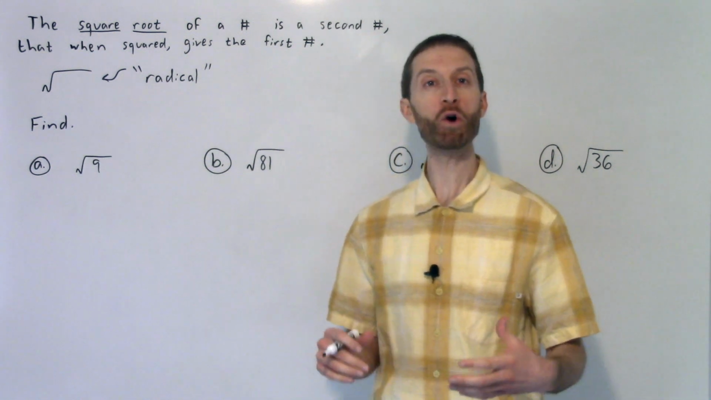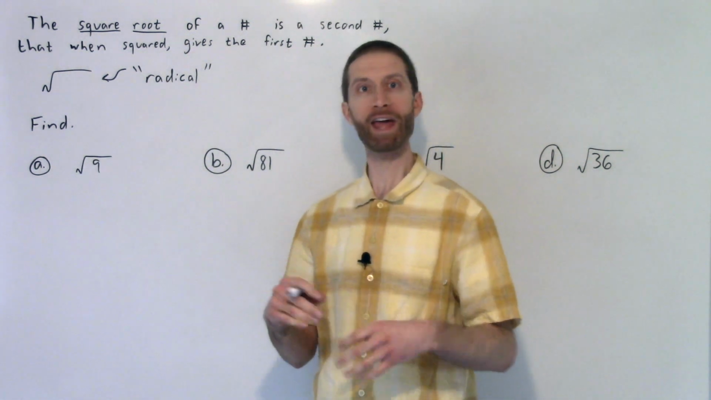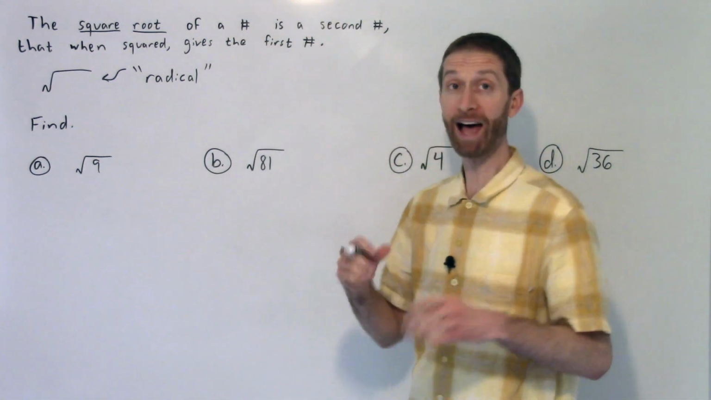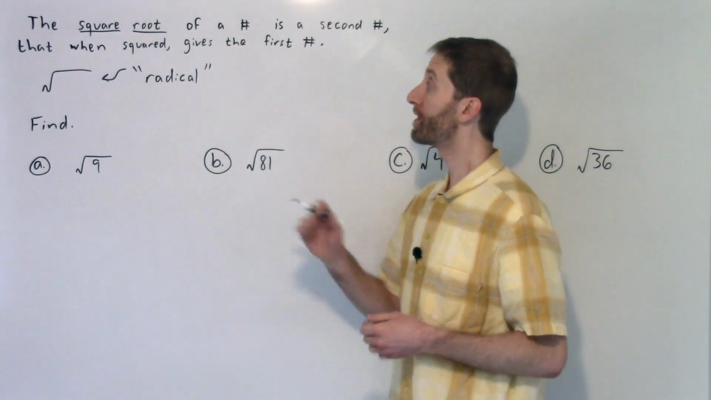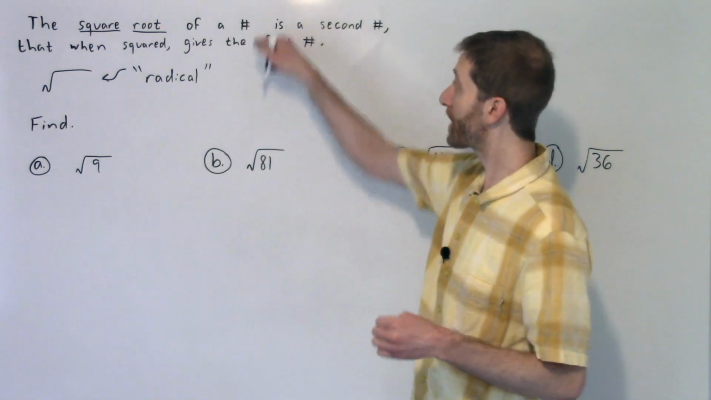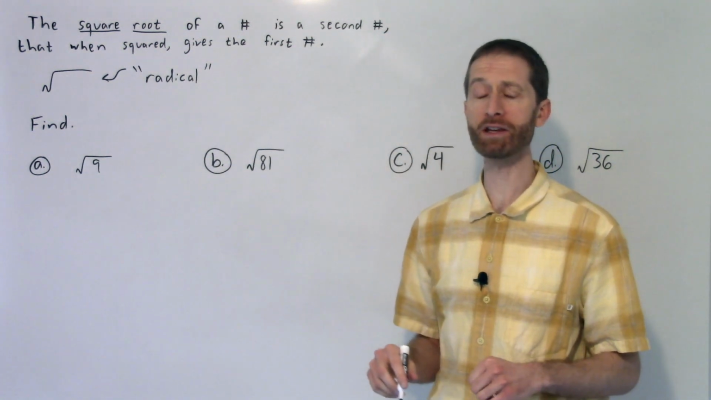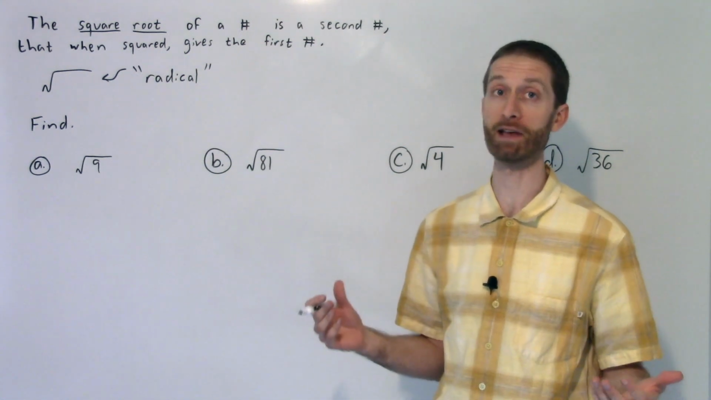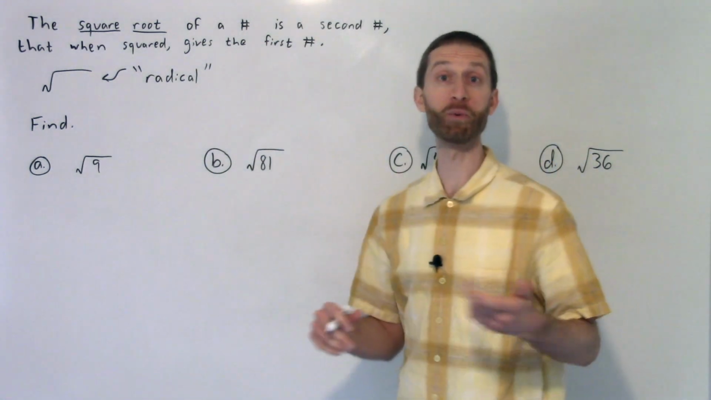In this video, we are going to discuss square roots and how to find them. So the square root of a number is another number, a second number, that when squared gives us that first number back. And you might be thinking, okay, great, a definition is all well and good, Mr. G, but what the heck does that mean? So let's take a look at what all this means.